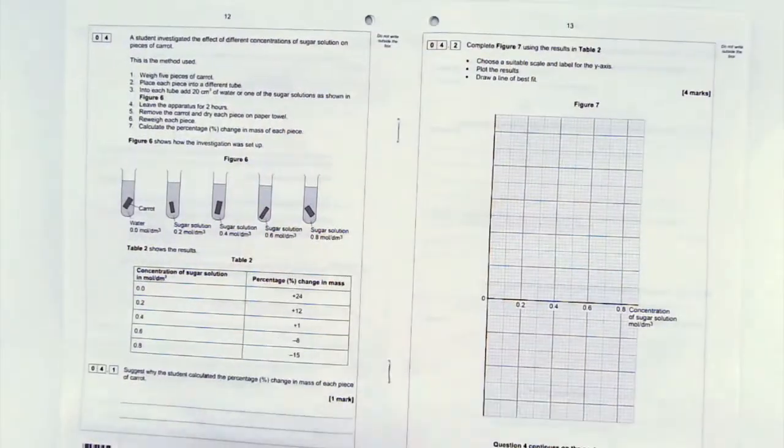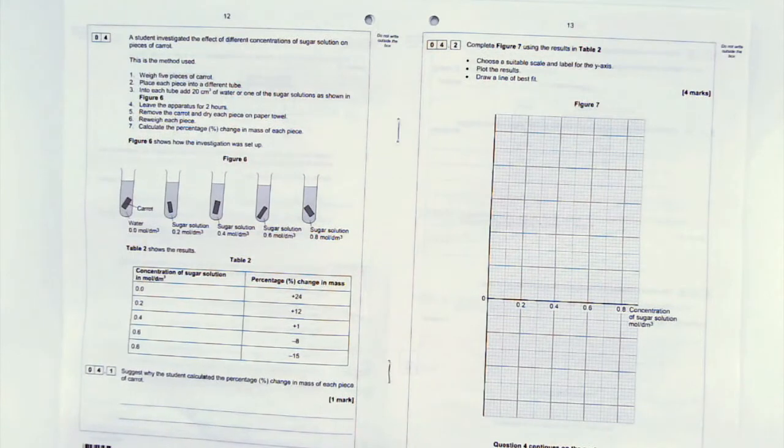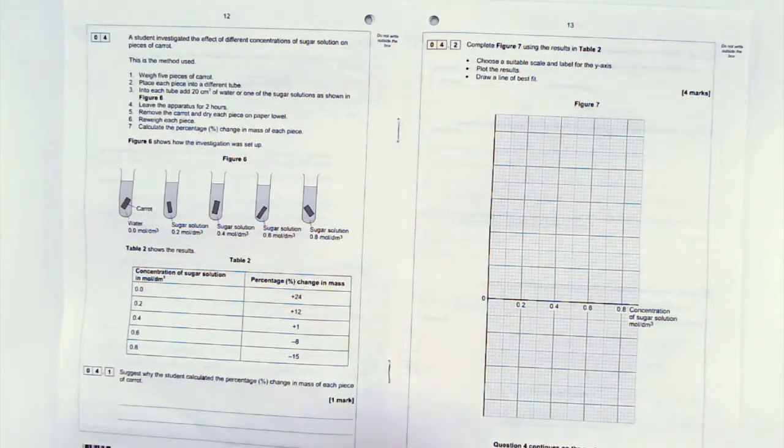Okay. Question 4. A student investigated the effect of different concentrations of sugar solution on pieces of carrot. This is the method they used. They weighed 5 pieces of carrot. They put each piece into a different tube. Into each tube they added 20 centimetres of water, or one of the sugar solutions, as shown in figure 6. They left the apparatus for 2 hours. They then removed the carrot and dried each piece on a paper towel. That's important because I'm removing that water from the outside. And then reweighed each piece, and calculated the percentage change in mass of each piece.